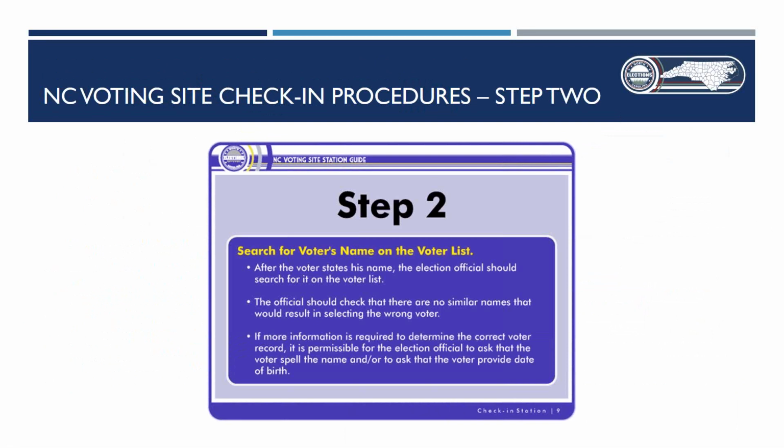Okay, so in step 2, you would search for the voter's name on the voter list. The official should check that there are no similar names that will result in selecting the wrong voter. Don't confuse Susan Johnson with Suzanne Johnston. If you're not sure, don't be afraid to ask them to spell their name.